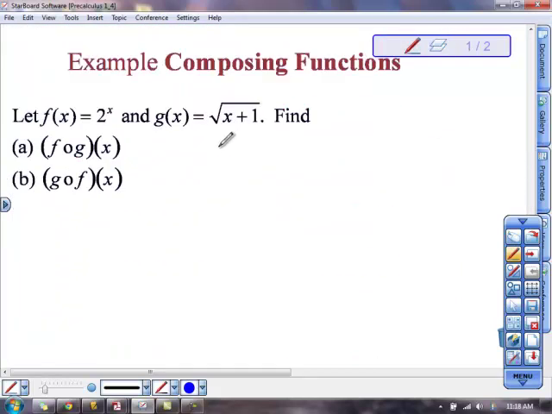Right? So here's an example. If I want to find the composition of f of g of x, what I would do is take x, stick it into g, so I'd get this. And I would take this then and put that into the domain of the next function f. And so my answer would be 2 to the square root of x plus 1.